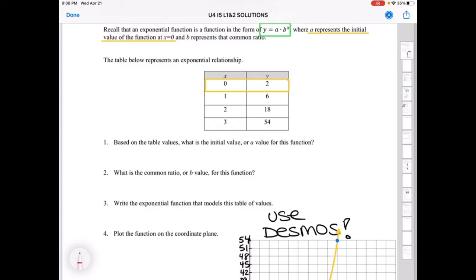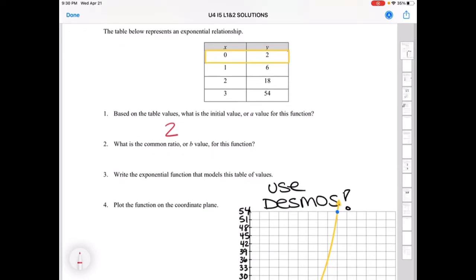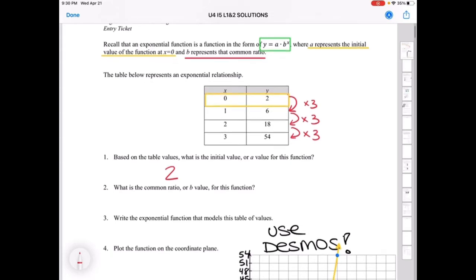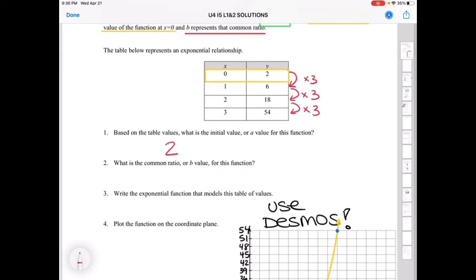So we're going to say, okay, well, a is going to be equal to 2. Then it asks, what is the common ratio b value for this function? Well, b is represented by that common ratio, right? So here, if we look at our y values, from 2 to 6, that's like multiplying by 3. From 6 to 18, we're multiplying by 3 again. From 18 to 54, we're multiplying by 3 again here. So because of that, we know that our b value is probably going to be 3, okay?